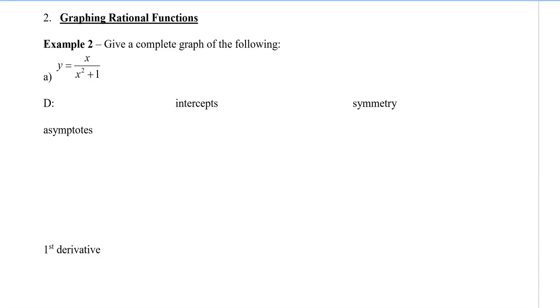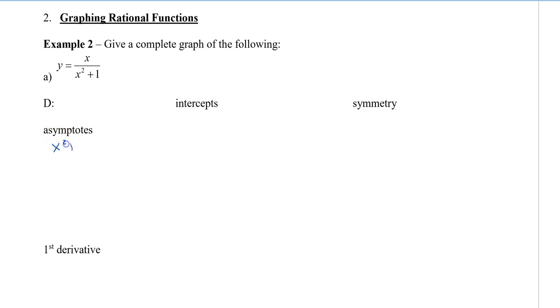In this video, I'm going to show an example of how to graph a rational function. So here we have y equals x divided by x squared plus 1. So we look at the denominator and we see that it's x squared plus 1. And there's actually no way to make the denominator equal to 0. So I'm actually going to put it in the asymptote section here.